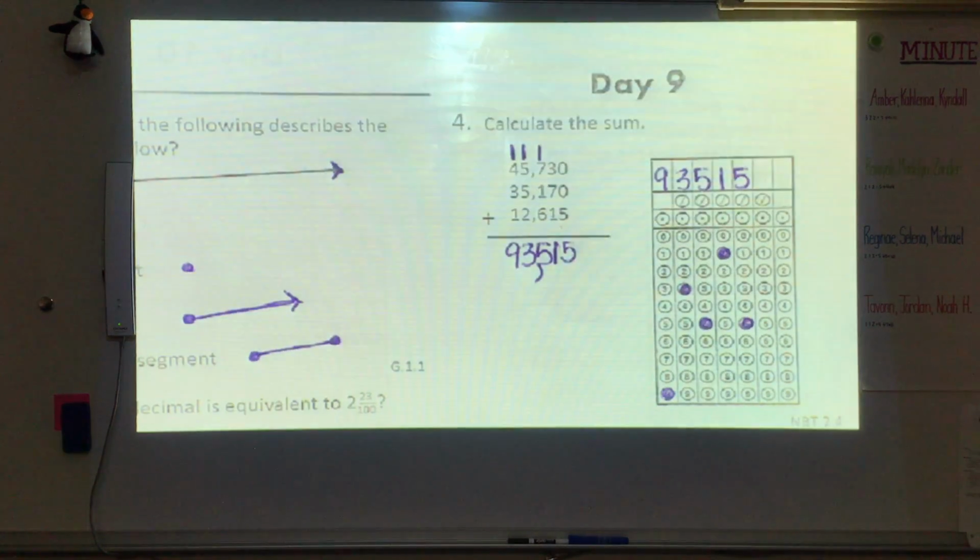All right. So that's how you bubble in your grid. Just make sure you bubble in straight underneath the digit that you wrote it under.